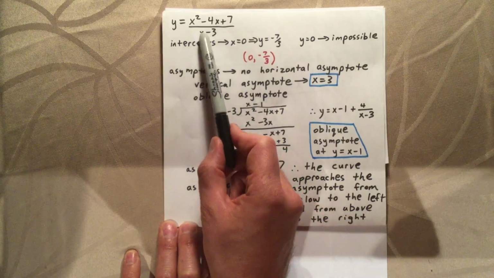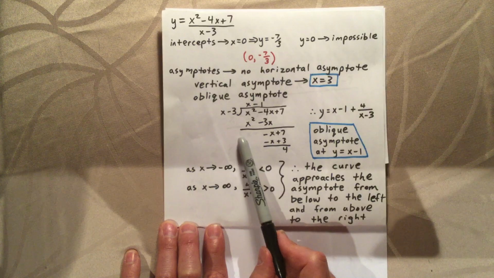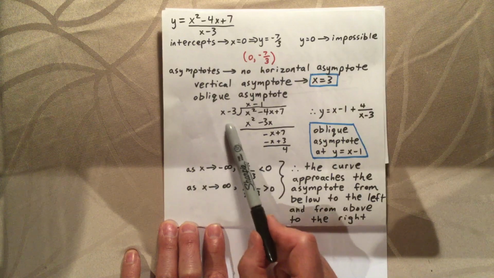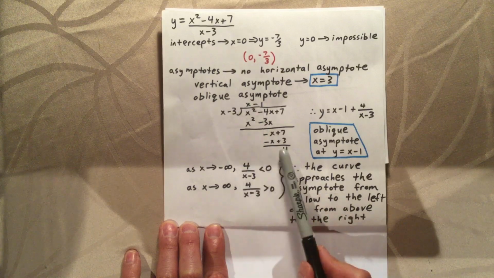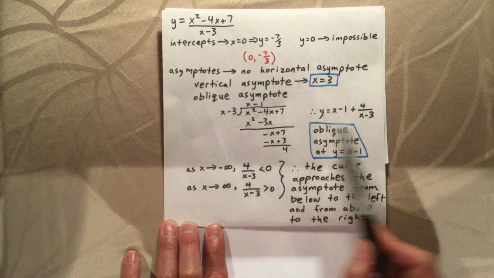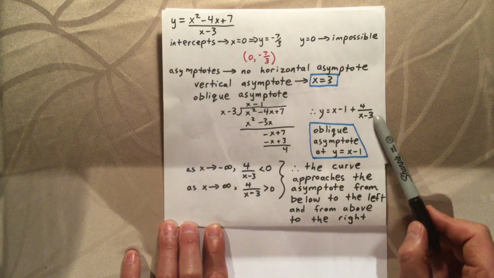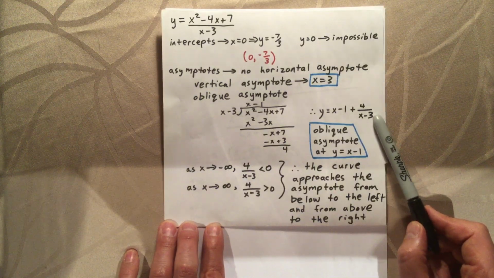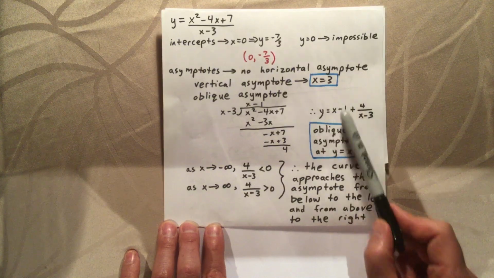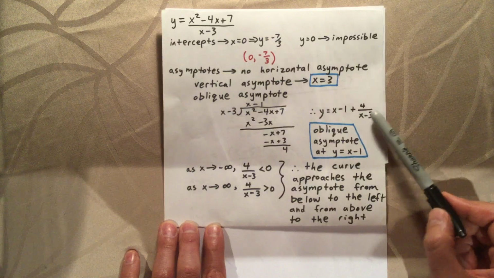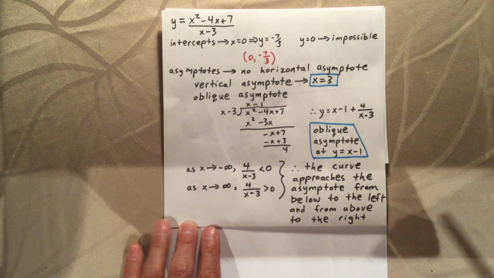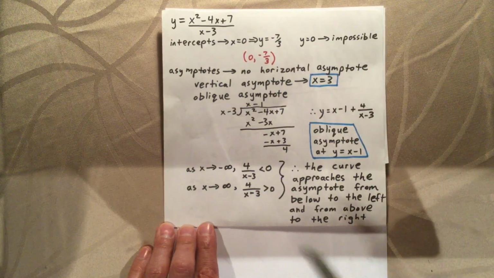Using long division, dividing x minus 3 into x squared minus 4x plus 7, we see that we get x minus 1 plus 4 over x minus 3. This becomes our result. And because of that, this is our oblique asymptote. Our oblique asymptote is the portion without the remainder in it. So y equals x minus 1 is an oblique asymptote.